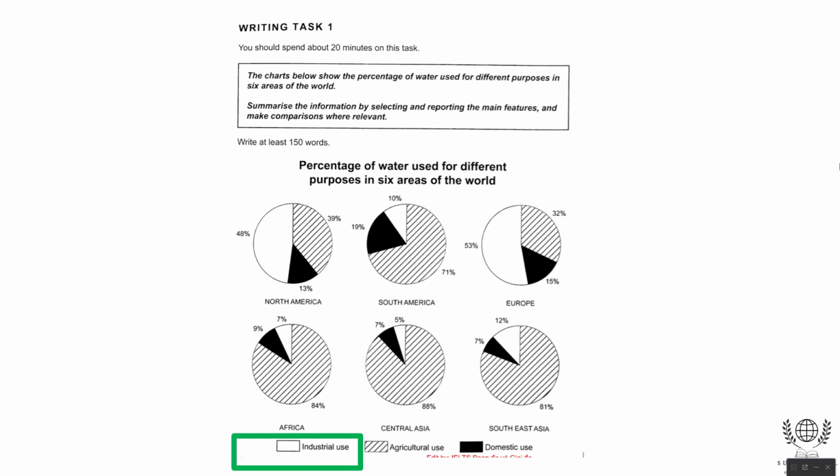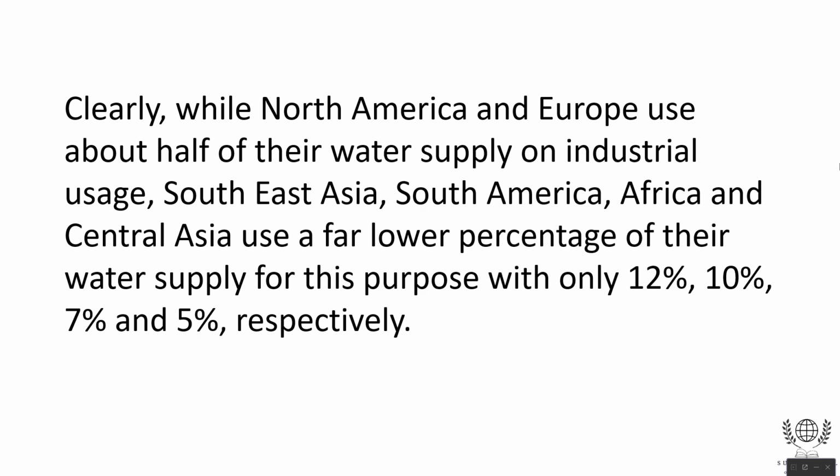Again, we can see that industrial use of water is much higher in North America and Europe than in the other countries. And again, we can use that phrase respectively to combine everything together. And here we managed to do that in just one sentence. Clearly, while North America and Europe use about half of their water supply on industrial usage, Southeast Asia, South America, Africa, and Central Asia use a far lower percentage of their water supply for this purpose, with only 12%, 10%, 7%, and 5% respectively. We've managed to combine all of that information in one sentence.